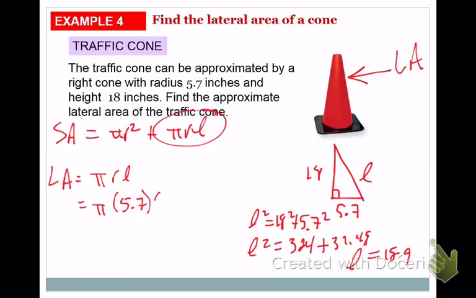Okay? So 18.9 times 5.7 gets us 107.6 pi. And we can multiply that out if you'd like to get an approximate lateral area of 338.1 inches squared. That's just for the orange lateral area. Okay?